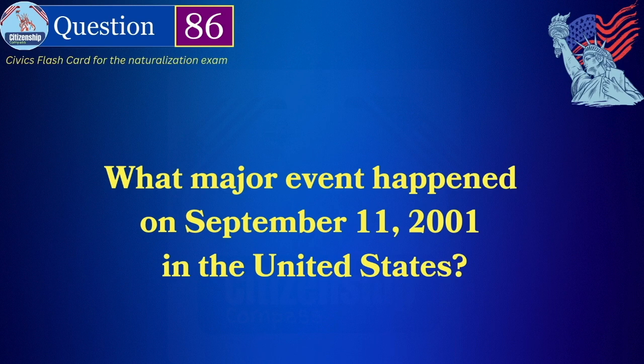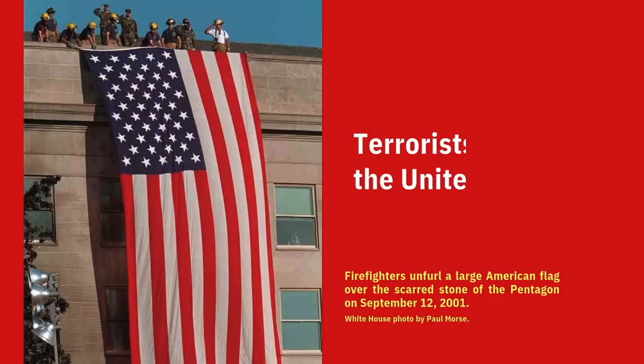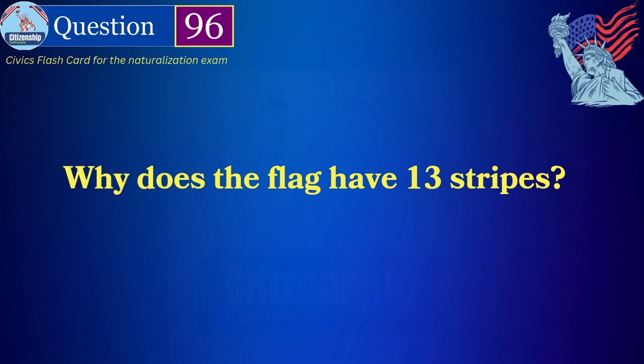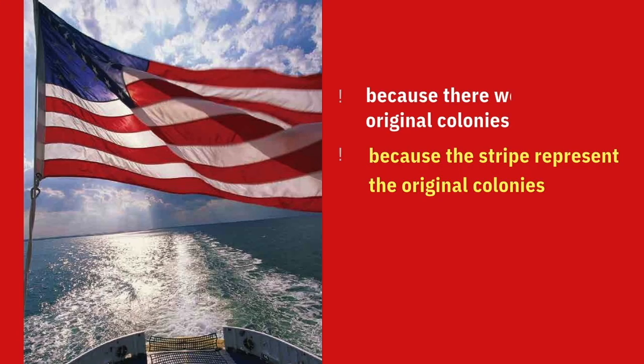What major event happened on September 11, 2001 in the United States? Terrorists attacked the United States. Why does the flag have 13 stripes? Because there were 13 original colonies.